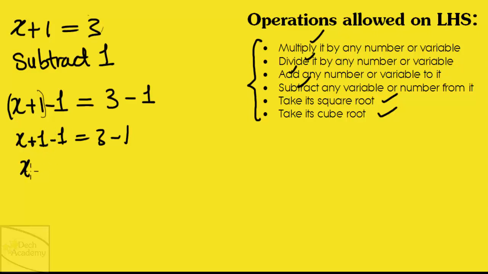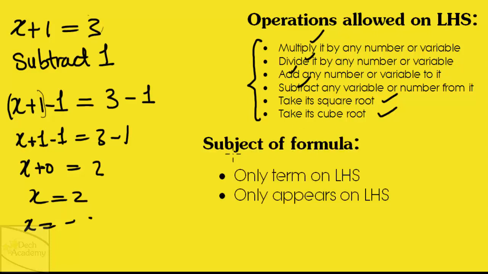Or plus 1 minus 1, that's 0. x plus 0, 3 minus 1, 2. So x is equal to 2. Now you can say that x is equal to 2. x is now the subject of the formula. x only appears on the left hand side, and x is the only term on the left hand side.